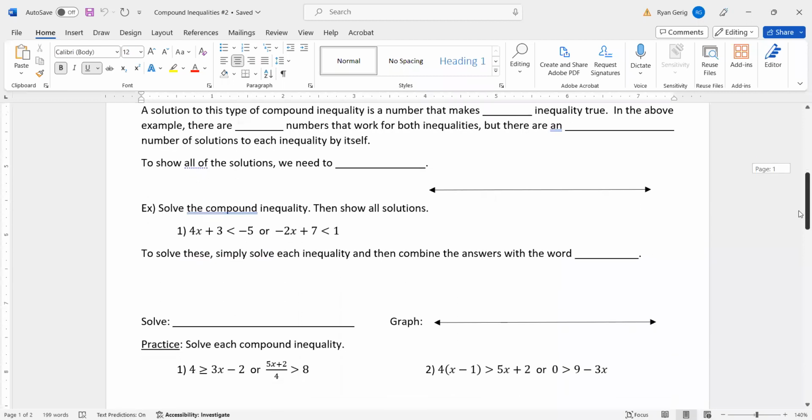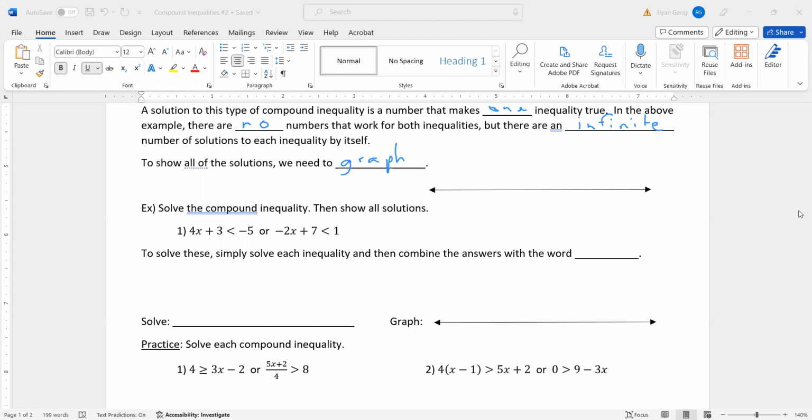A solution to this type of inequality is a number that makes one inequality true, right? You can't have both. It's impossible to have both. You can't have a number bigger than 10 and less than -3. It's impossible. But when I say "or," you do one or the other. In the above example, there are no numbers that work for both inequalities, like I just said, but there are an infinite number of solutions to each inequality by itself. To show all of the solutions, you know what we need to do. We need to graph.